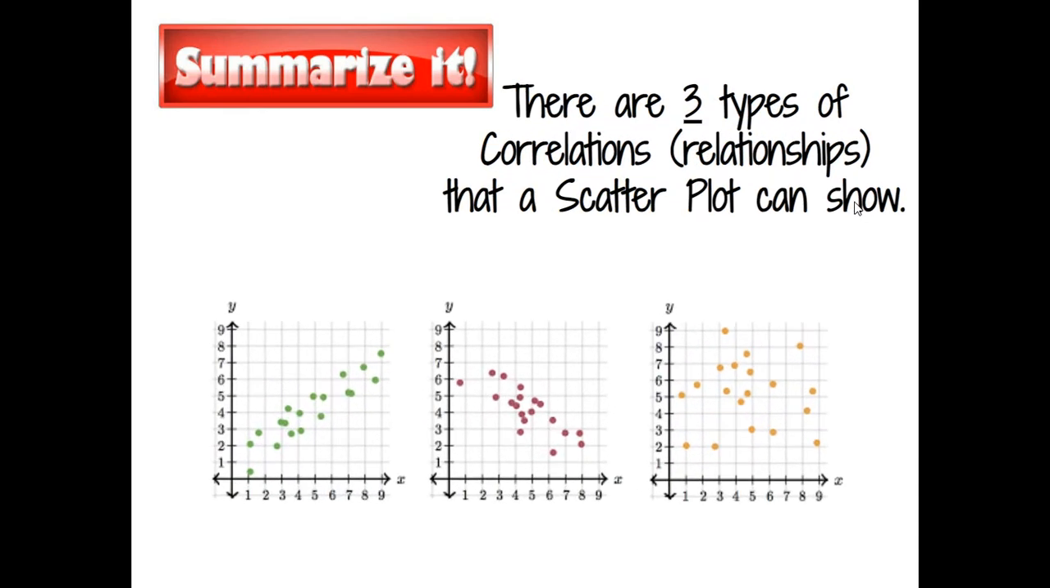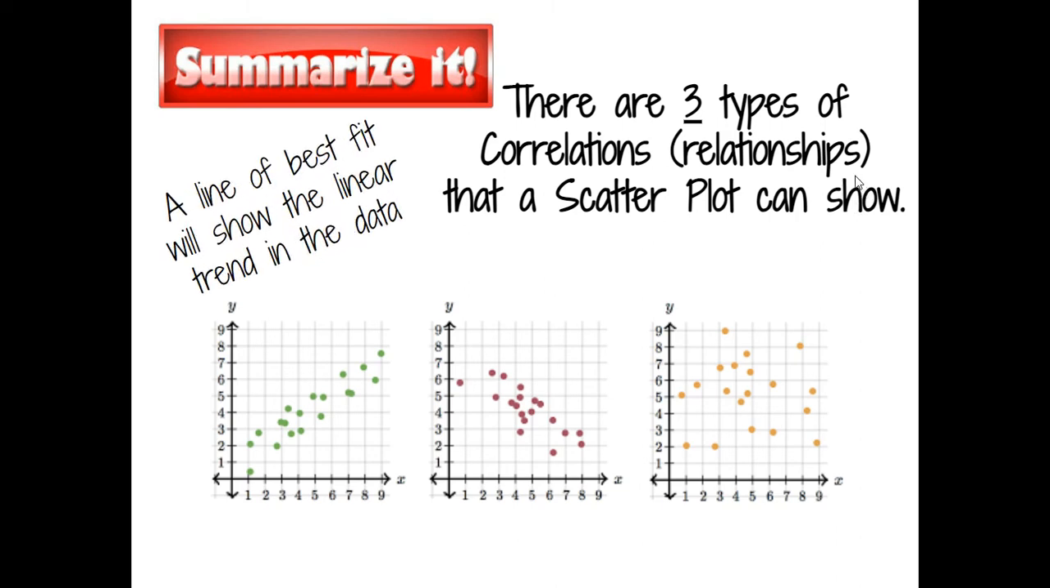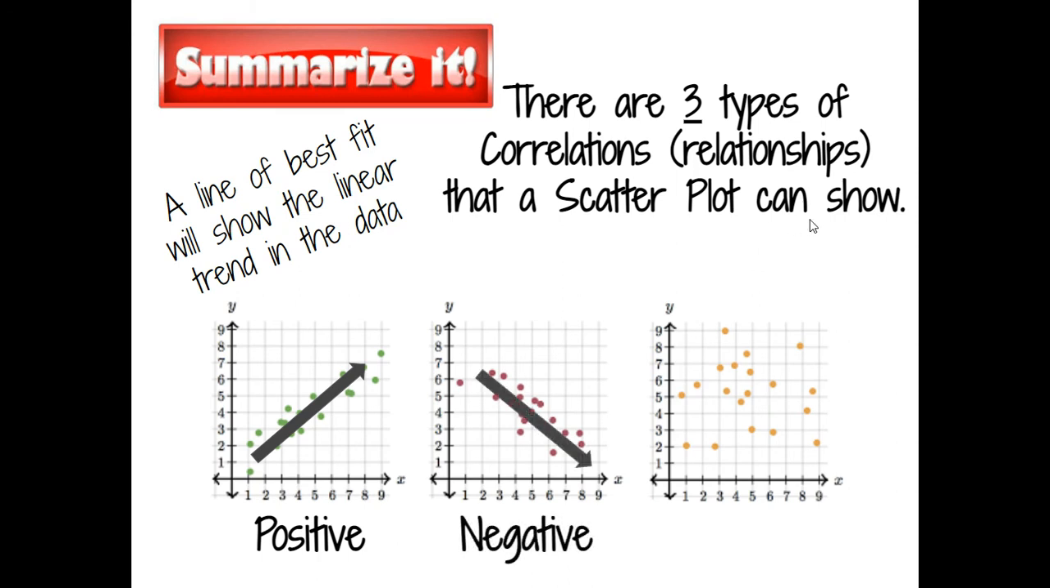Yes. All right, let's summarize. There are three types of correlations that a scatter plot can show. You have your positive, and that line of best fit will show the linear trend in the data. So even though the graphs are not linear, you're always going to be able to tell that there's some sort of trend. So we've got the positive correlation, where as one thing on the x-axis increases, the other thing on the y-axis also increases. Then you have the negative correlation, where whatever's on the x-axis increases, the y-axis will decrease. So as one goes up, the other comes down. And then you have no correlation, where there's no relationship whatsoever on the graph. So those are your three types of correlations.